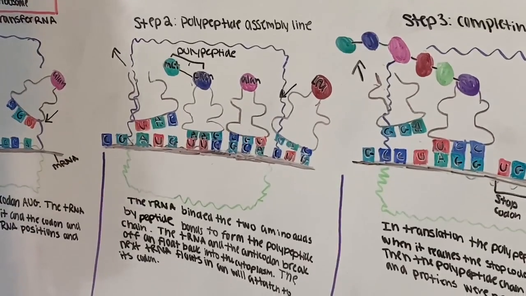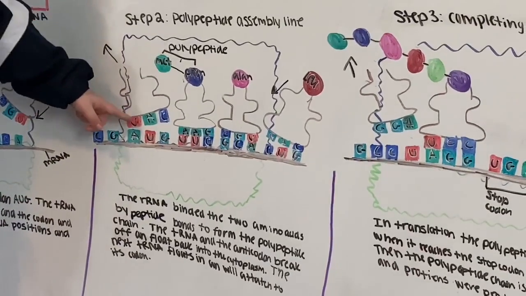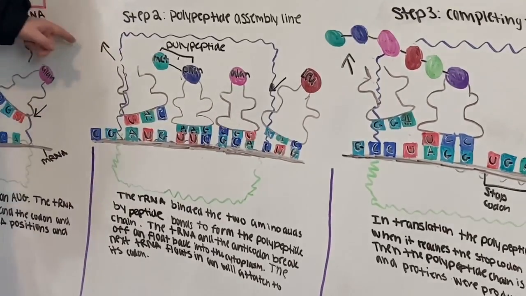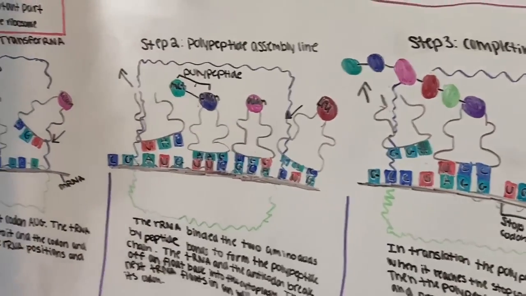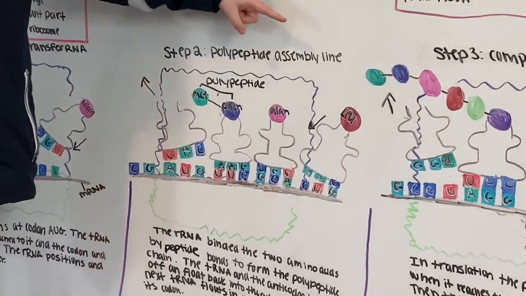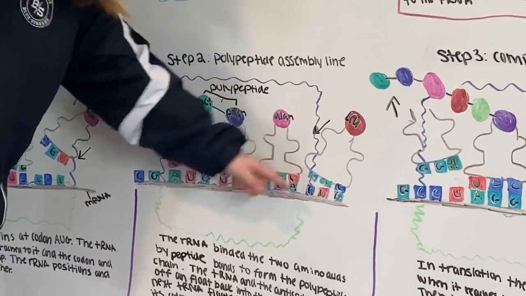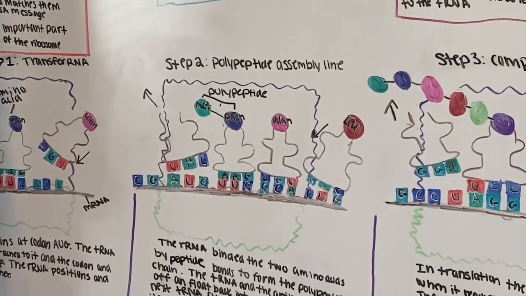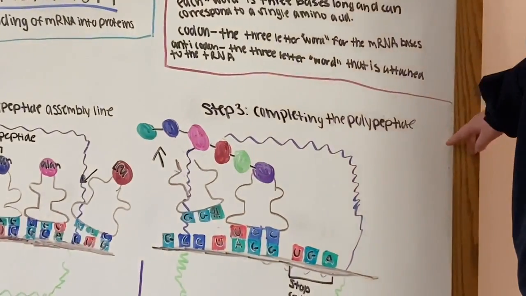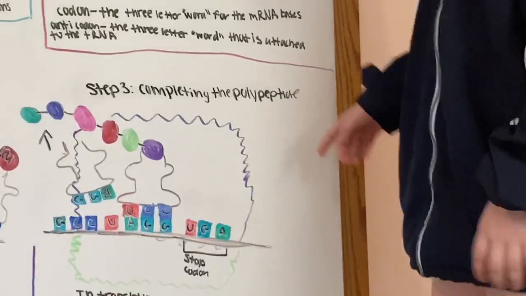The tRNA and the anticodon break apart, shown right here, and the tRNA floats into the cytoplasm. The next tRNA floats in and will attach to its codon, shown here. And then the final step is completing the polypeptide.